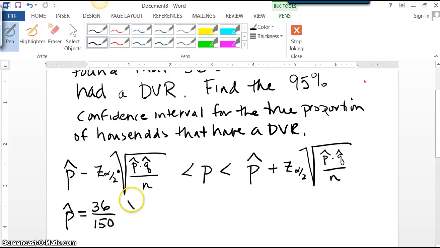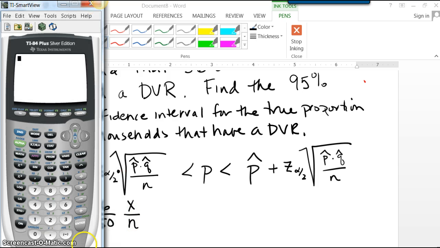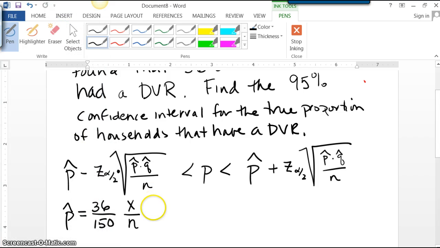Now, the top number is usually referred to as the X, and then this is your sample size. So the P hat is created by the X, the number that have the DVRs out of the sample size. Sometimes you can make a decimal out of this if it turns out to be a nice number. Like this one's 0.24. There's nothing wrong with using 0.24 in place of this fraction.